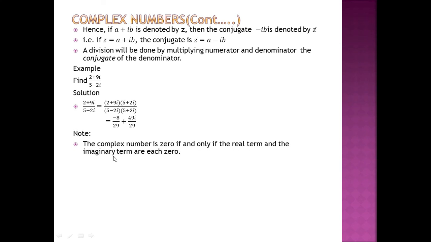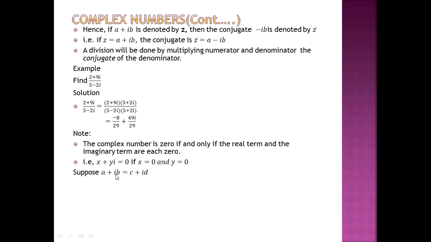Okay, note the complex number is 0 if and only if the real term and the imaginary term are each 0. That is, x plus iy is equal to 0 if x is equal to 0 and y is 0 as well.